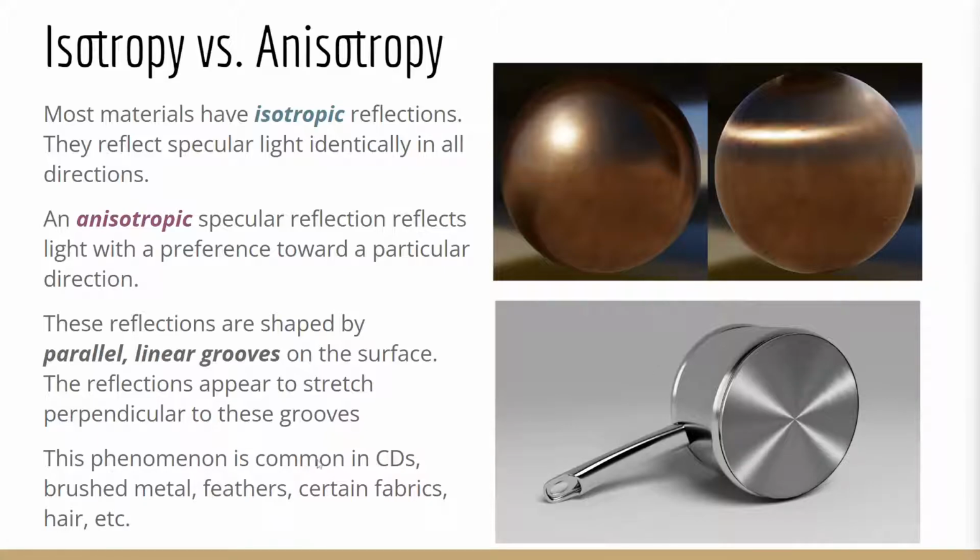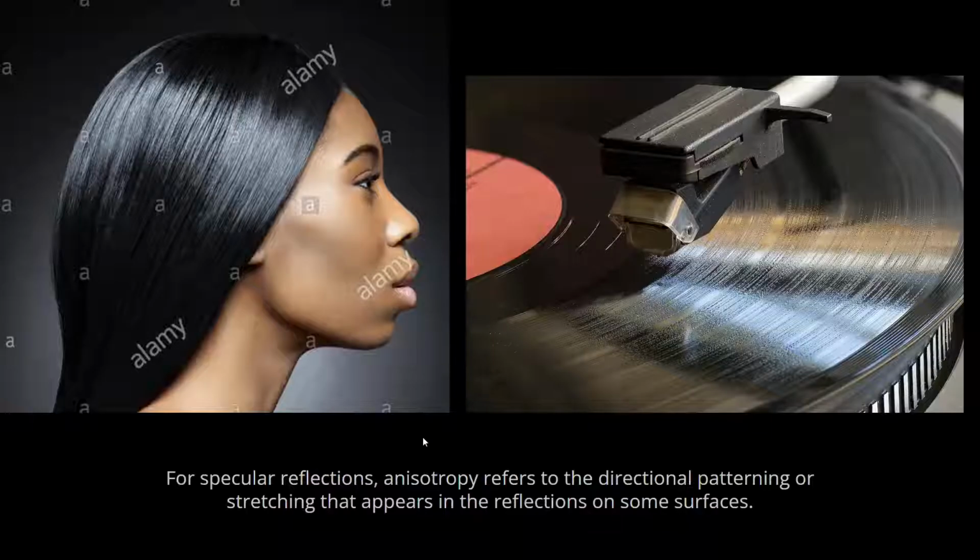So you'll see this on things like CDs, brushed metal, feathers, certain fabrics, and hair. Here are some examples. Anisotropy refers to the directional patterning or stretching that appears in the reflections on some surfaces. On this hair, you can see on her skin, on her face, all these reflections are more or less not favoring a particular direction. They're just based on the surface shape of the object. In this case, the hair is actually stretching and favoring a particular direction for the reflections, which is causing this linear band that goes across right here.